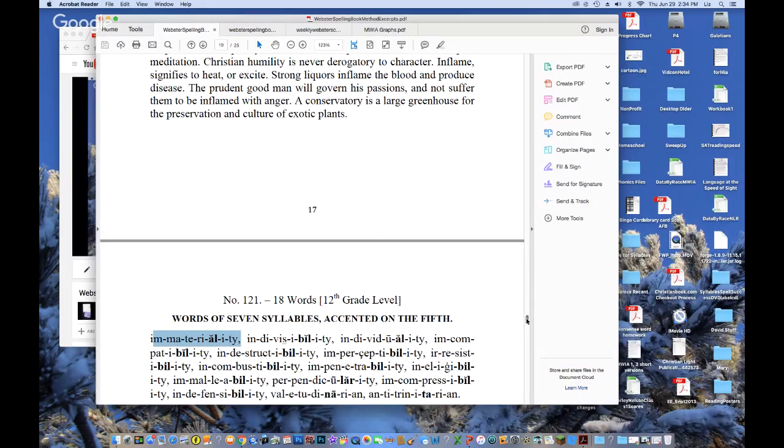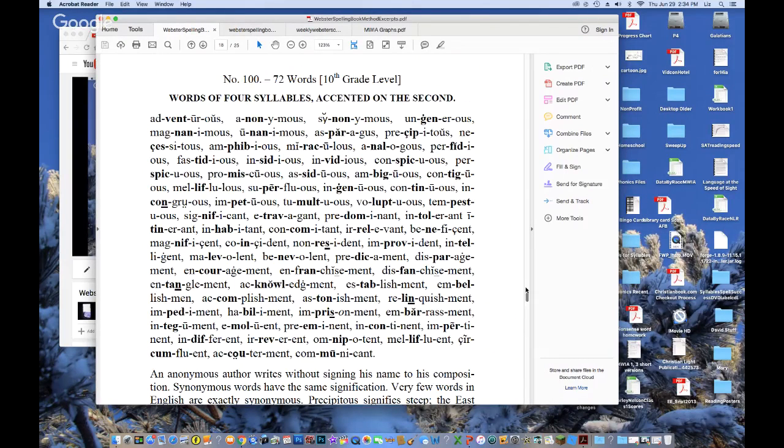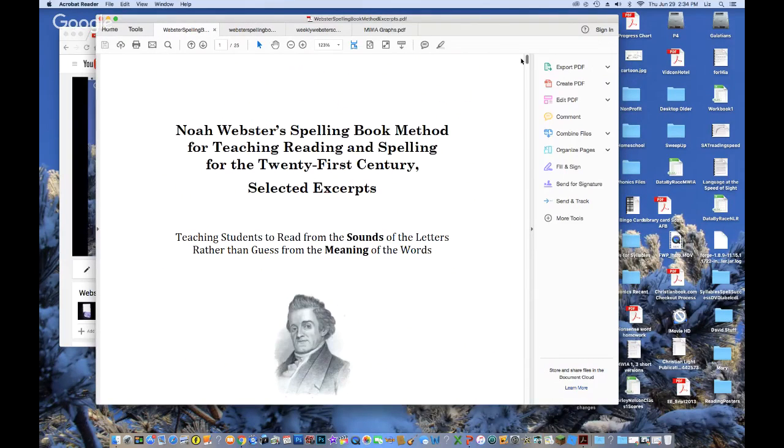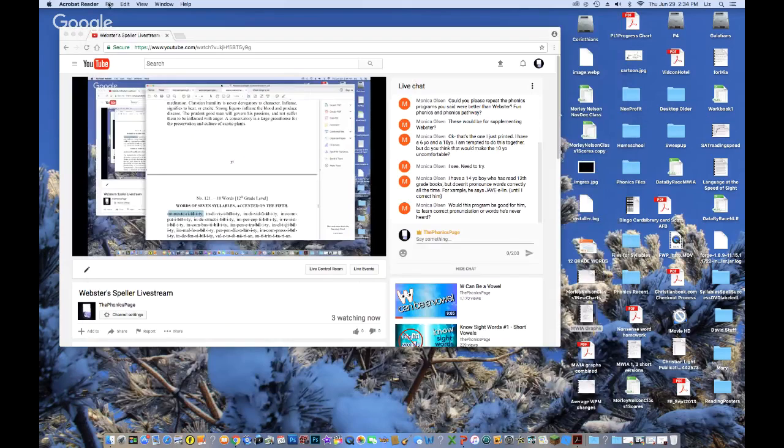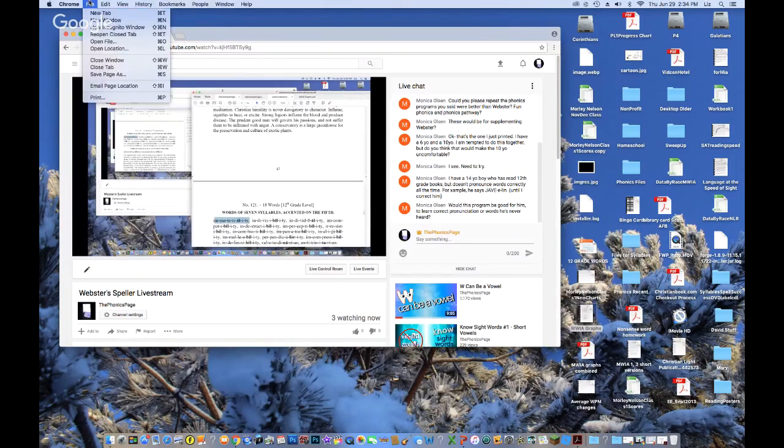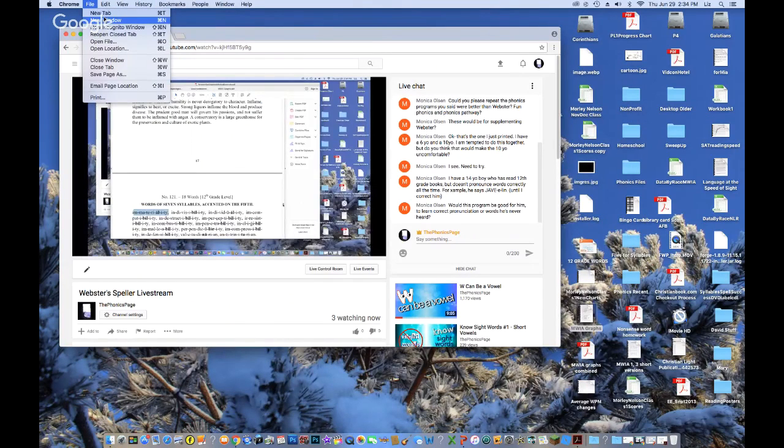So you can print out. Don Potter has a free PDF of the entire Webster Spelling book, and then he also has one that you can buy on Amazon if you like actual books.